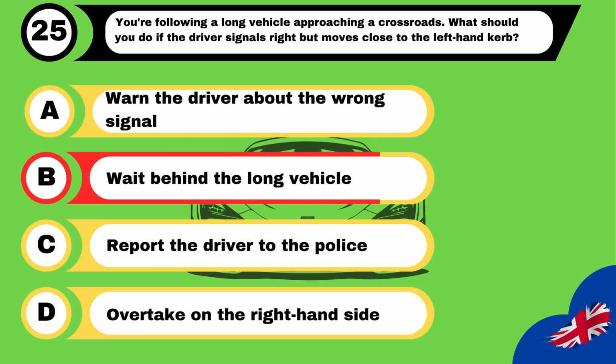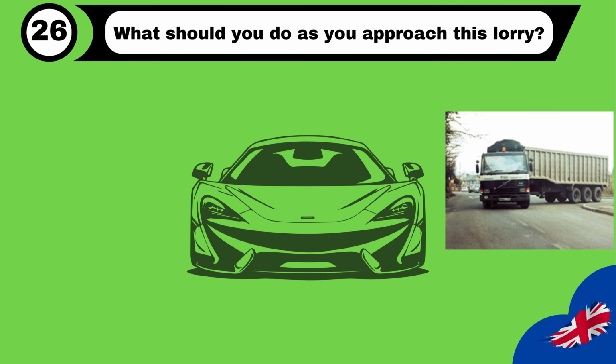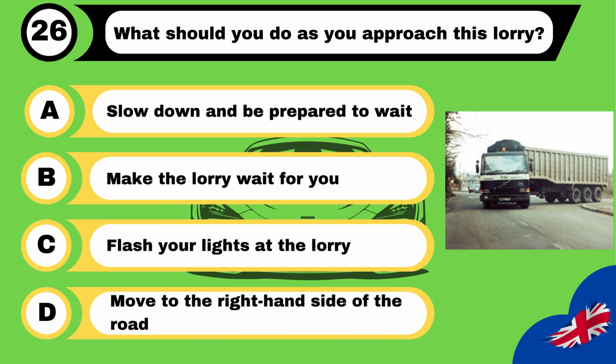The answer is B. Wait behind the long vehicle. Question 26. What should you do as you approach this lorry? A. Slow down and be prepared to wait. B. Make the lorry wait for you. C. Flash your lights at the lorry. D. Move to the right-hand side of the road.